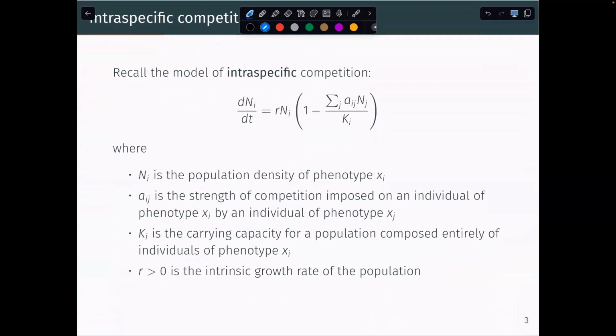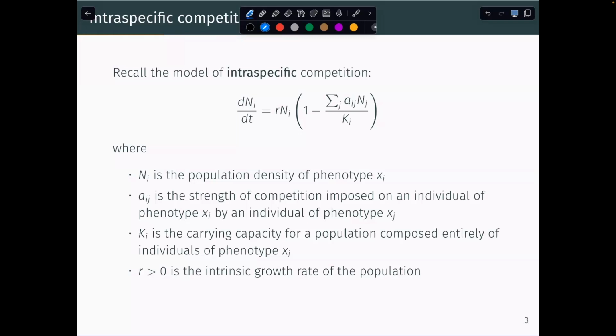For ease, I'm going to stick with this intraspecific model of competition that we've looked at a few times. So just a quick reminder, you should all be familiar with this by now. Ni is the population density of phenotype Xi. Aij is the strength of competition imposed on an individual of phenotype Xi by an individual of phenotype Xj. Ki is our carrying capacity for a population that is in principle entirely composed of individuals of phenotype Xi. And then R, which we're going to assume is positive, is our intrinsic growth rate.